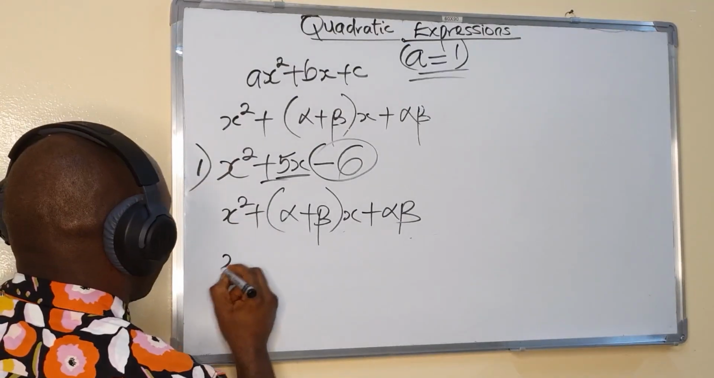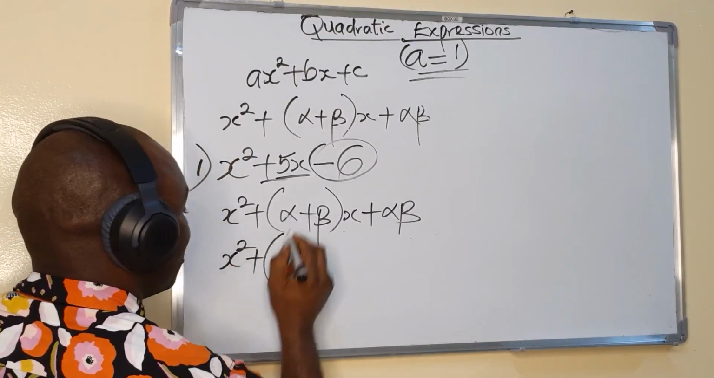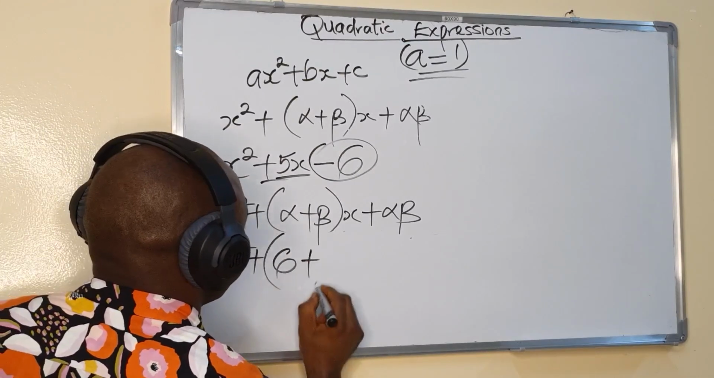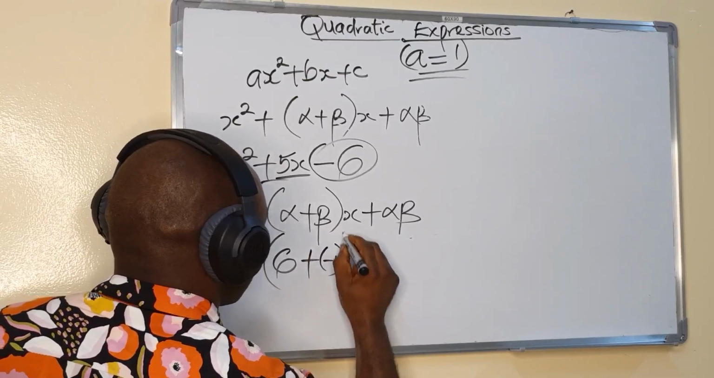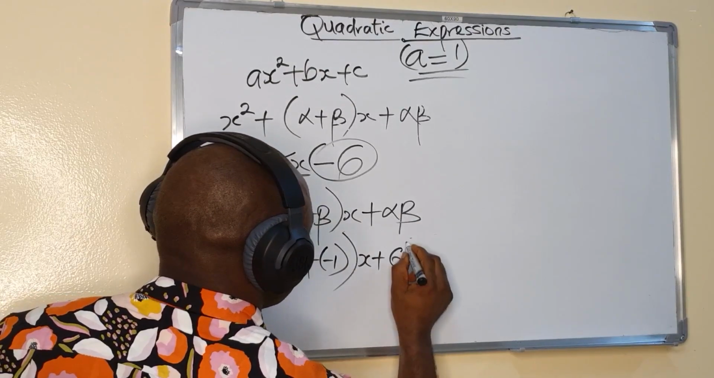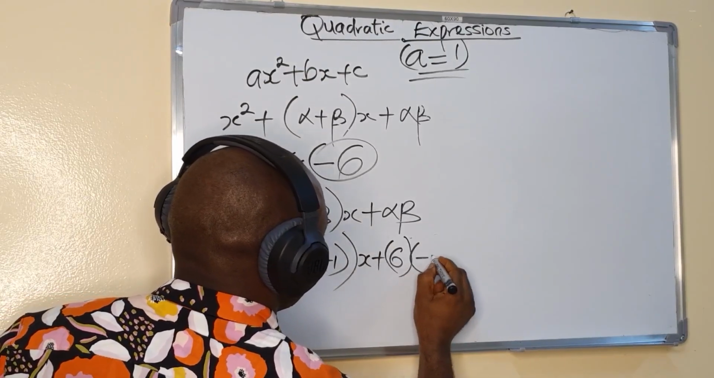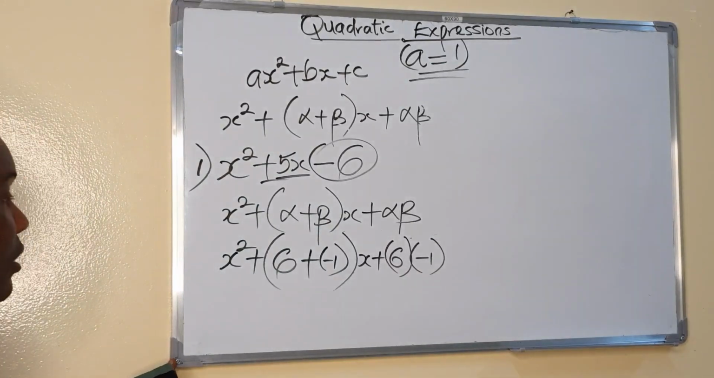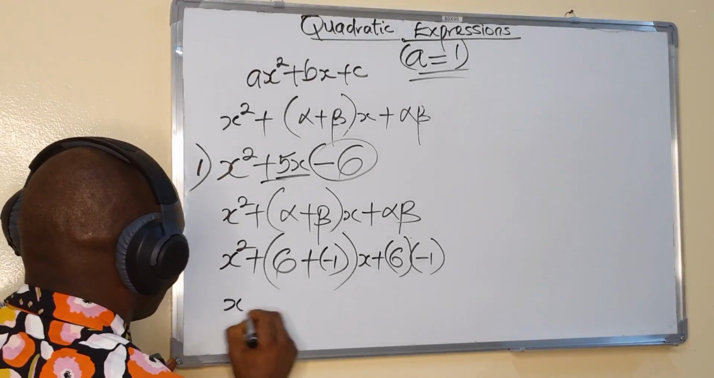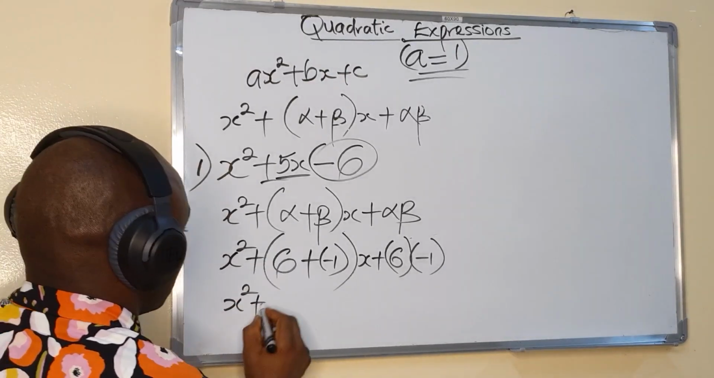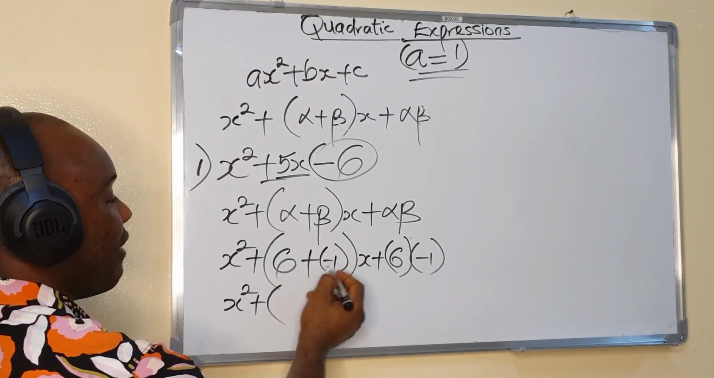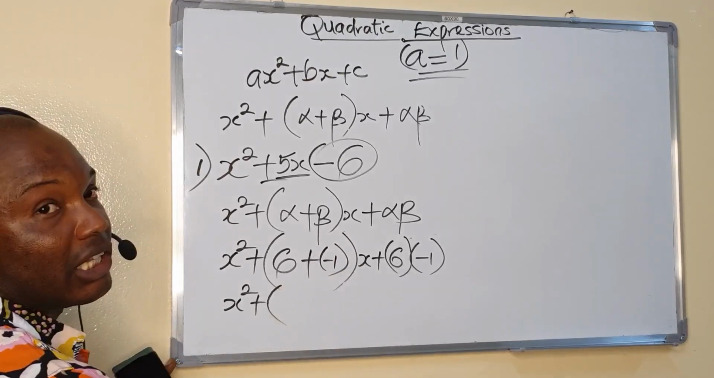So I just bring down my x squared plus, in bracket, in place of alpha I am going to write 6, and plus, in place of beta, I'll write -1. Close the bracket. x is still outside. Plus, my alpha again is 6, while my beta is -1. I just place them in brackets to separate them enough. So at this level, I'm going to open up all the brackets to make them look simple. So x squared plus, open this bracket first. Let us try multiplying them with x and also try simplifying what we have inside, because plus and minus can't just stay there. You get the point.